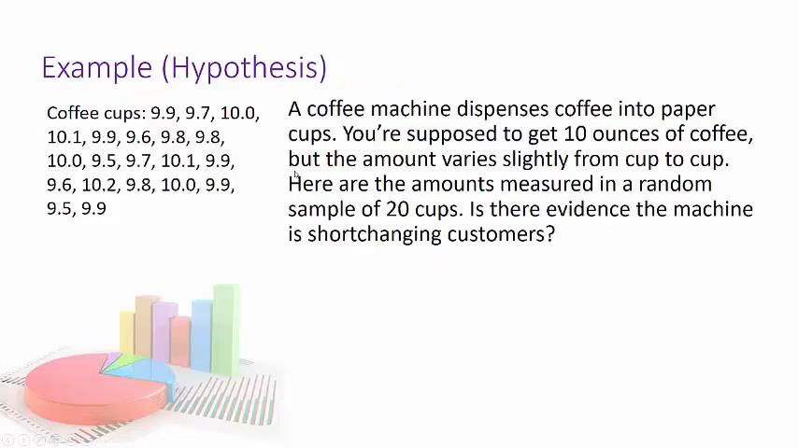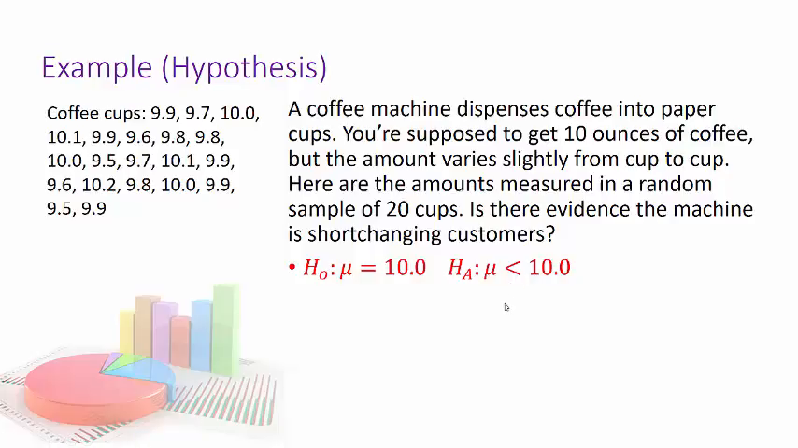We've got some coffee cups, and a coffee machine dispenses coffee into the paper cups. You're supposed to get 10 ounces of coffee, but the amount varies slightly from cup to cup. Here are the amounts, measured. We have a random sample of 20 cups. Is there evidence that the machine is shortchanging customers? So first of all, let's start with our hypothesis, which is that the machine is just normal, and it's not shortchanging customers, and its average is 10. If it's shortchanging customers, it's giving them too little coffee. So our alternate hypothesis is that there are less than 10 ounces in a cup.